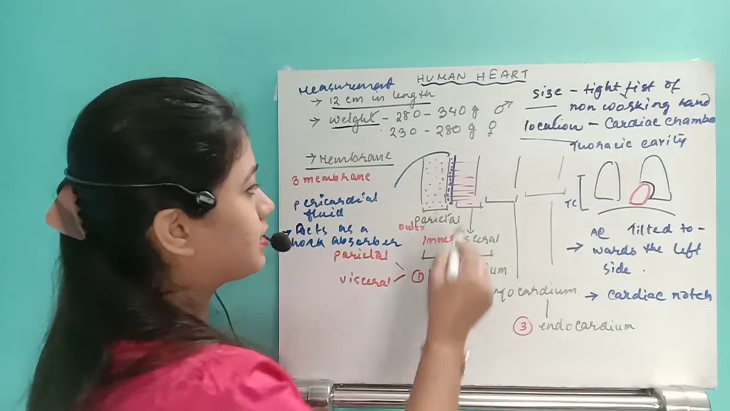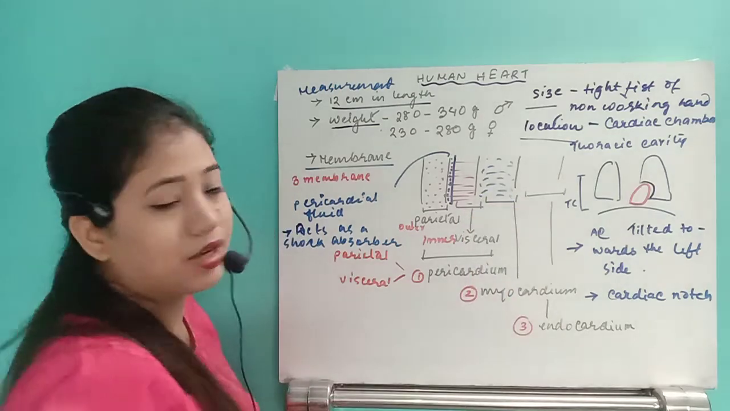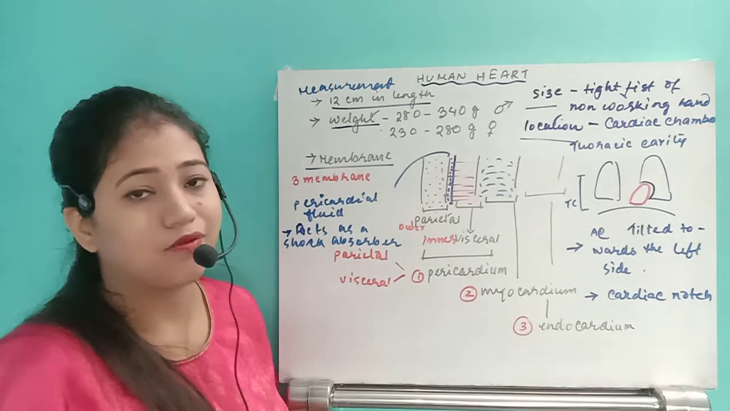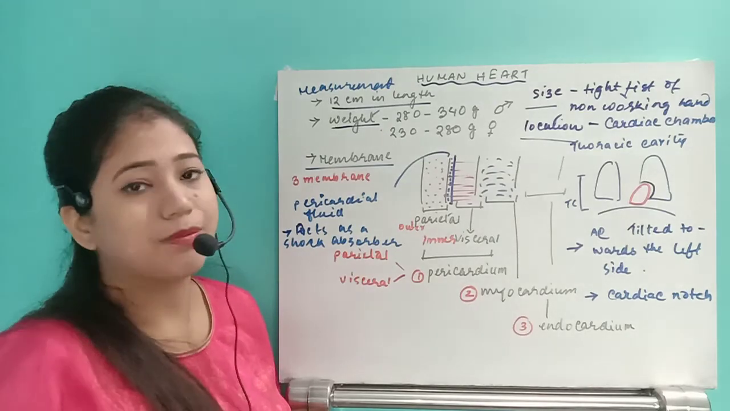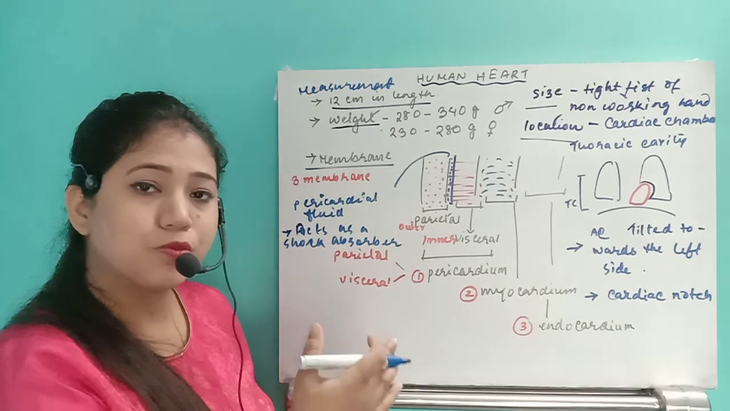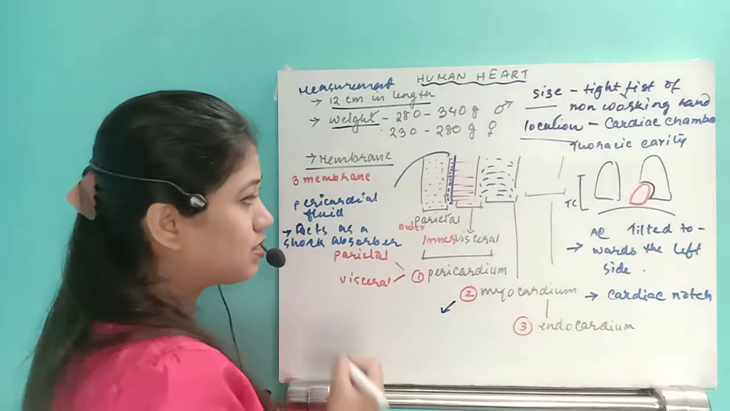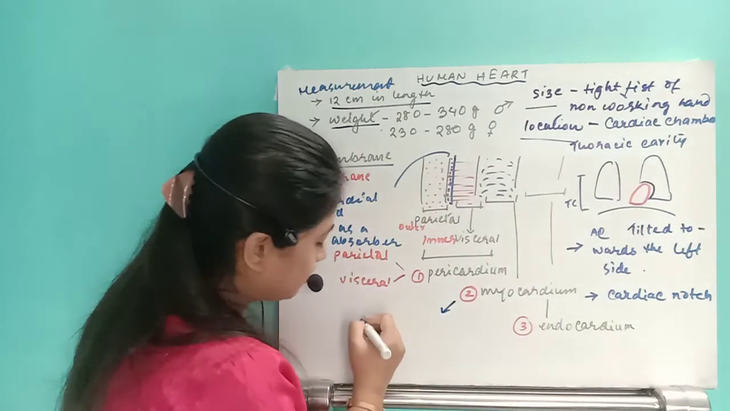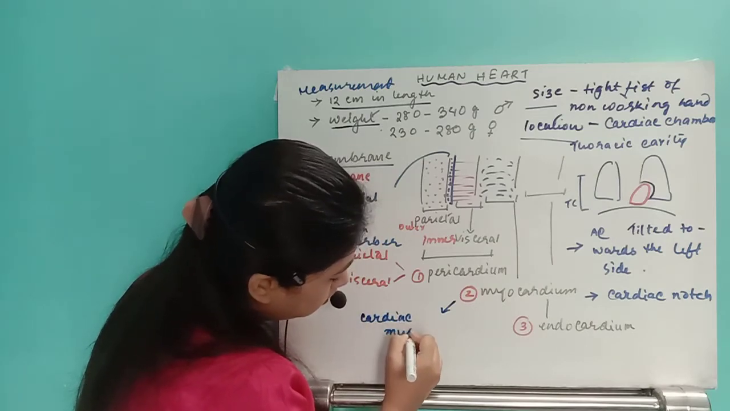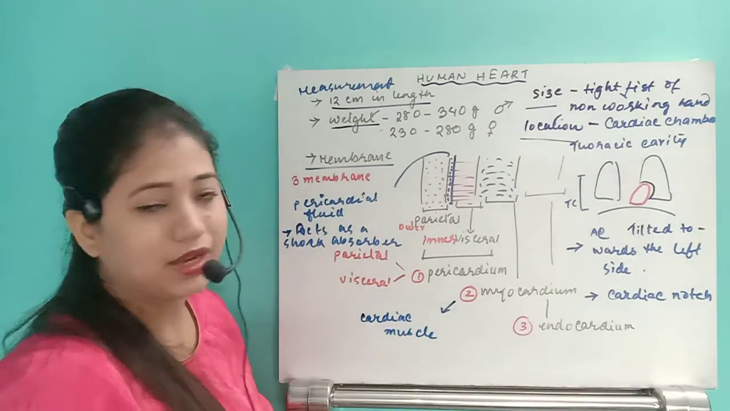Now after that, the next layer. What is the next layer? This next layer is called the myocardium. You already know that the heart has one type of muscle. We know that we have three types of muscle: striated muscle, smooth muscle, and cardiac muscle. So this myocardium is nothing but the muscle present around the heart. This is called the cardiac muscle, present in the region of the myocardium, just behind the pericardium.